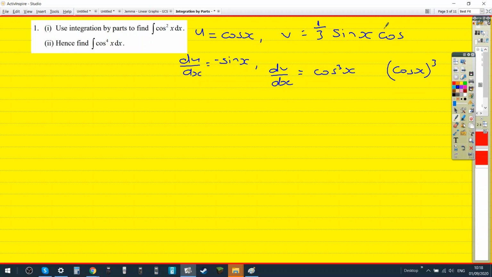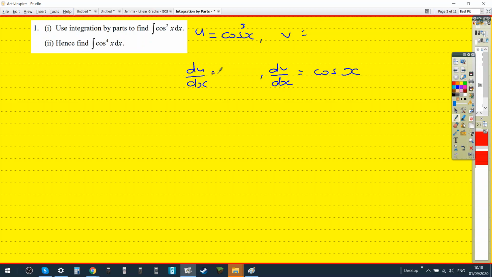Let's do it the other way around then. I can differentiate that, but I can't integrate it. So you make the difficult one u. Oh, it should be sine x dv by dx. Oh wait, no, it should be cos x. Never mind.